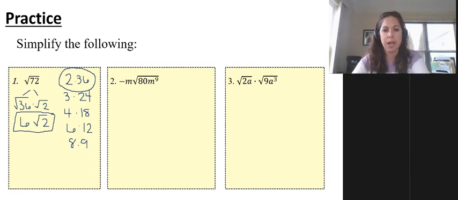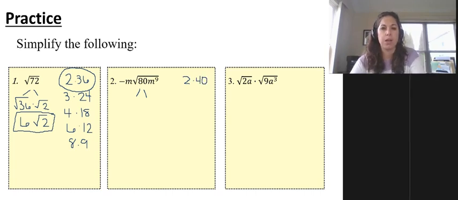So square root 80. Again, what are two factors? And we're looking for the greatest perfect square. So again, let's break down our factors. If this helps you, go for it. So 2 times 40. What else here?